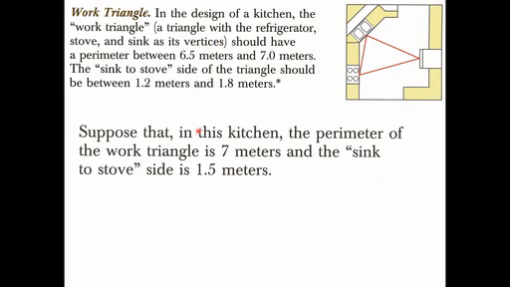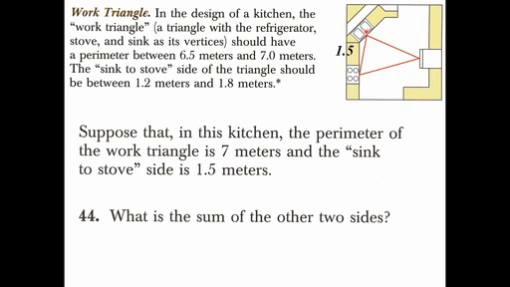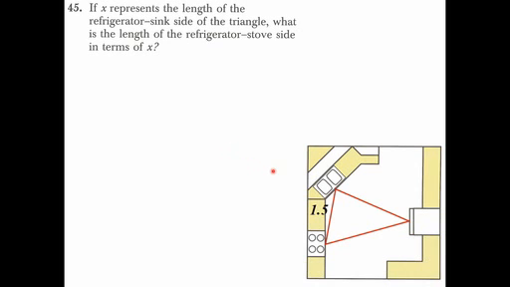So here's the challenge. Suppose that in this kitchen, the perimeter of the work triangle is 7, so all the way around here is 7, and that the sink to the stove is 1.5 meters. Now they ask a few questions here. What's the sum of the other two sides from there to there? What's that sum, keeping in mind the total was 7? If X is the length of the refrigerator to the sink, this is X, what would this remaining dimension be? Keep in mind the previous problem.